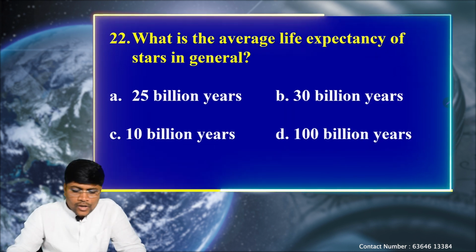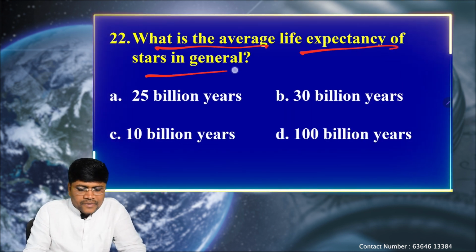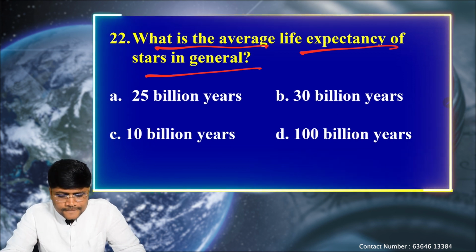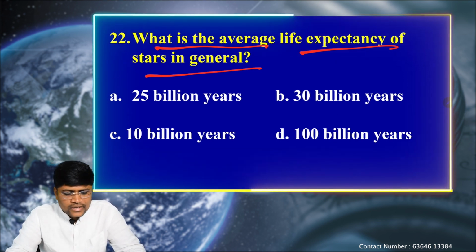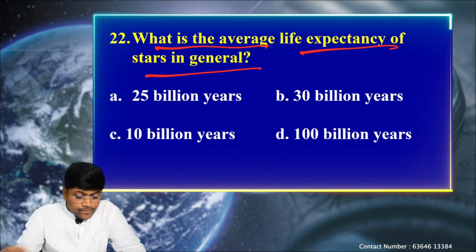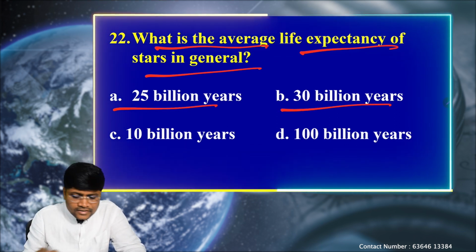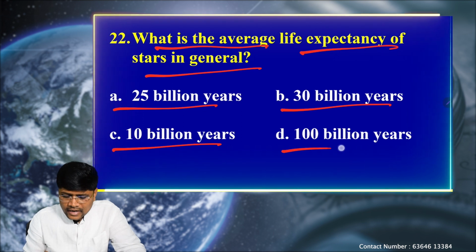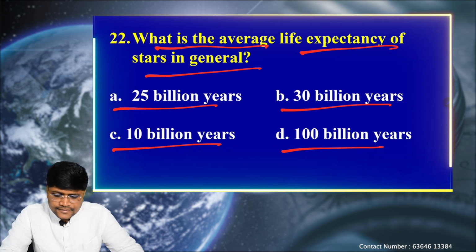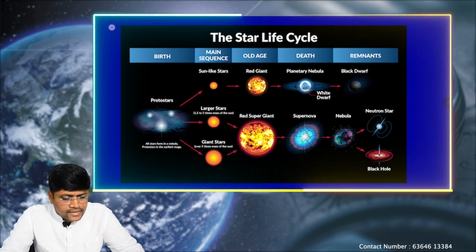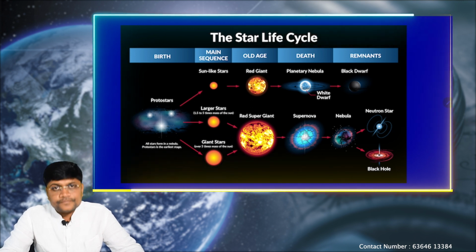Next question. What is the average life expectancy of a star in general? Okay, so it is a question about stars and their life expectancy. Option A, 25 billion years, B, 30 billion years, C, 10 billion years, and D, 100 billion years. Let's see the life cycle of a star.